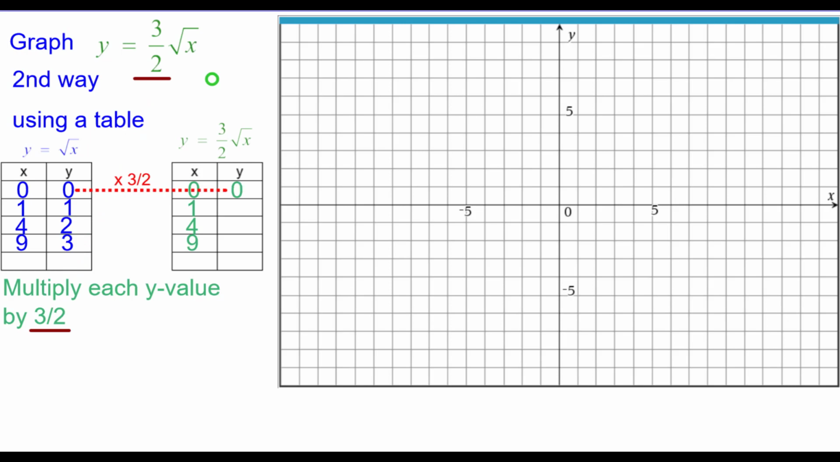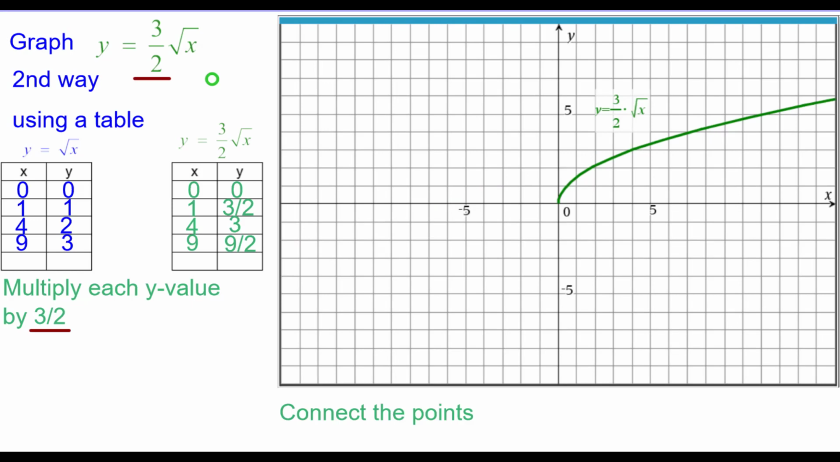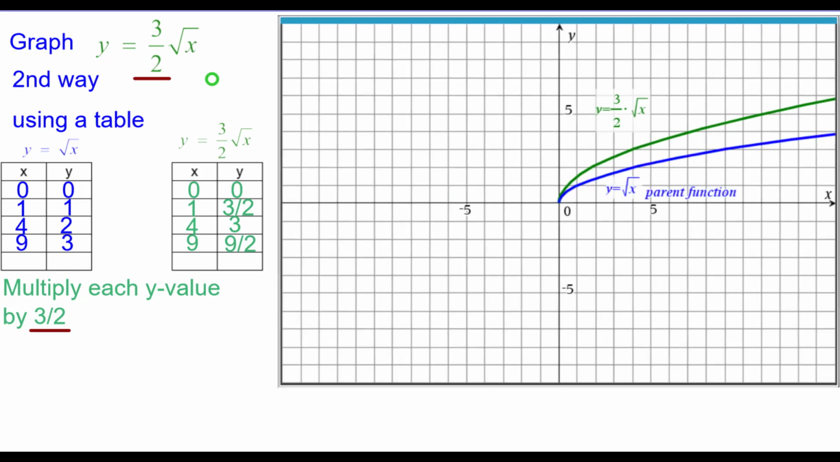The origin remains unchanged, but 1 times 3/2 is 3/2, so it's going to be 1, 1 1/2. 2 times 3/2 is 3, so 4, 3. And 3 times 3/2 is 9/2 or 4 1/2, so 9, 4 1/2. Connecting the points, we get y equals 3/2 square root of x, and we can compare that to the square root function, the parent function.